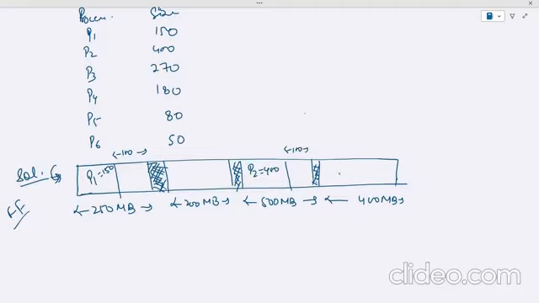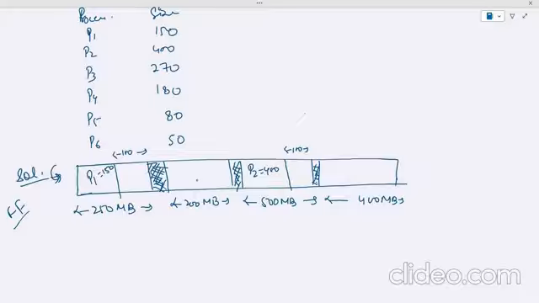P2 could get the last block as well, but whichever space comes first, the process gets that space. Okay, so in the third block, P2 occupied space. Now P3 starts from the beginning. 100 MB of space left in this block. Definitely P3 cannot occupy this space because P3 needs 270 and we have only 100.